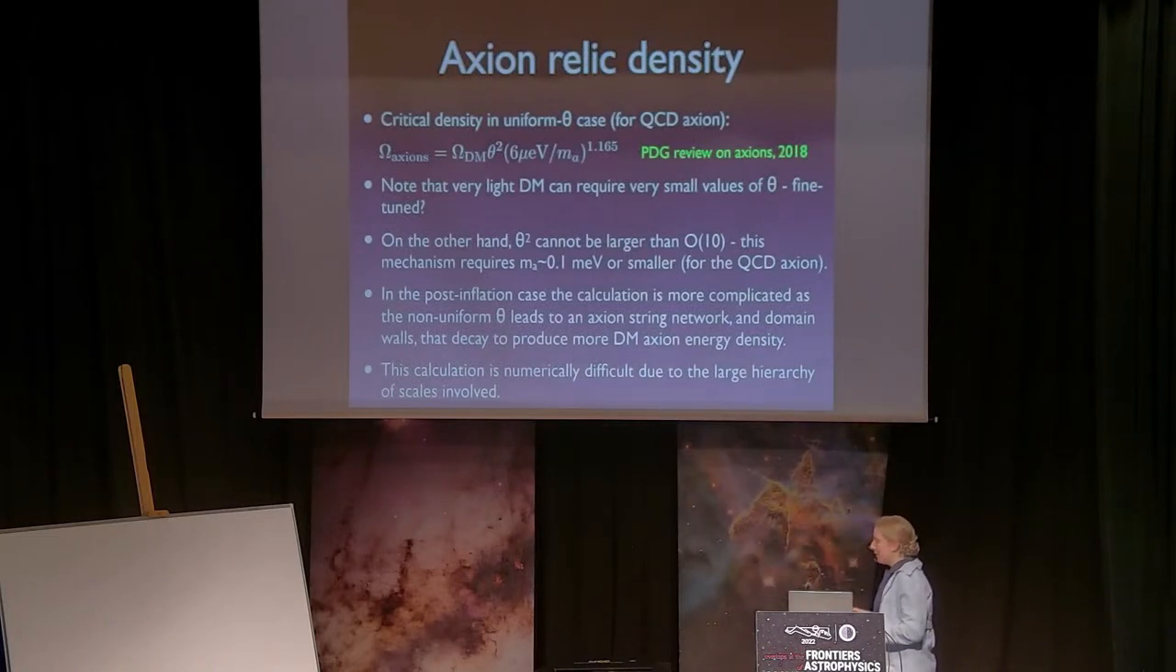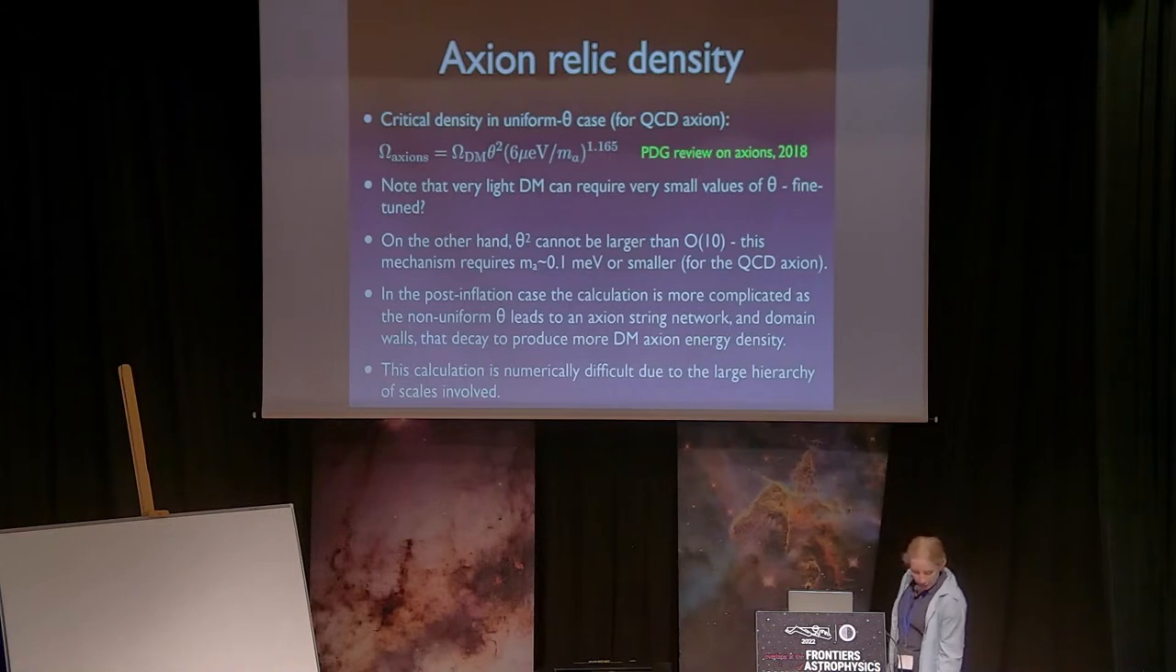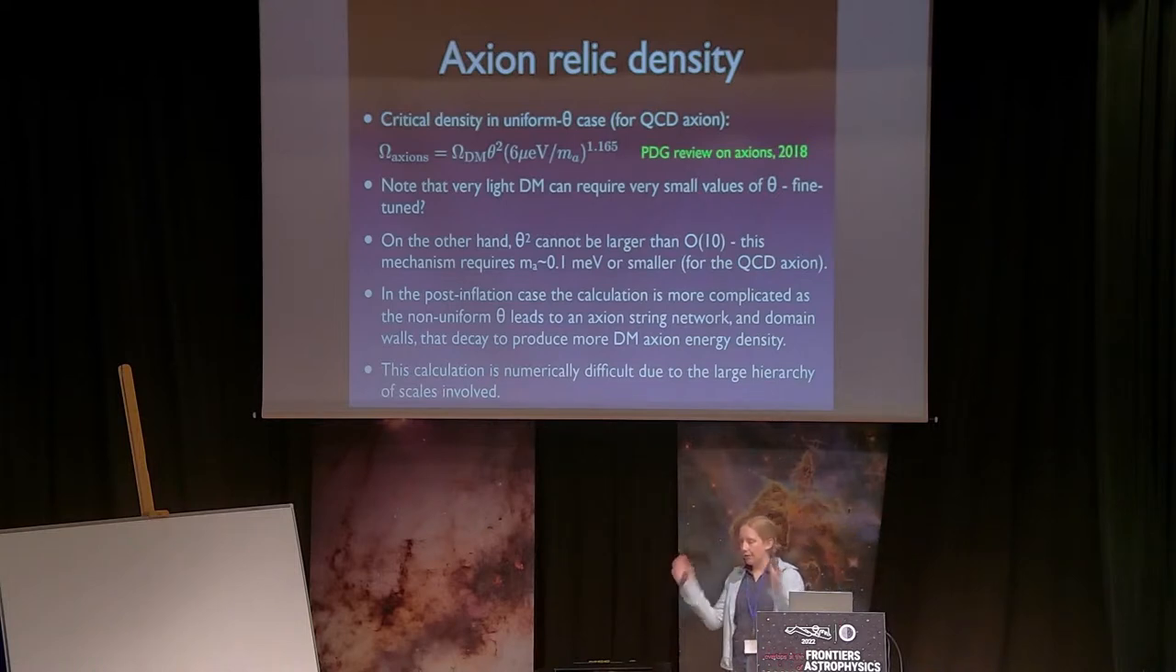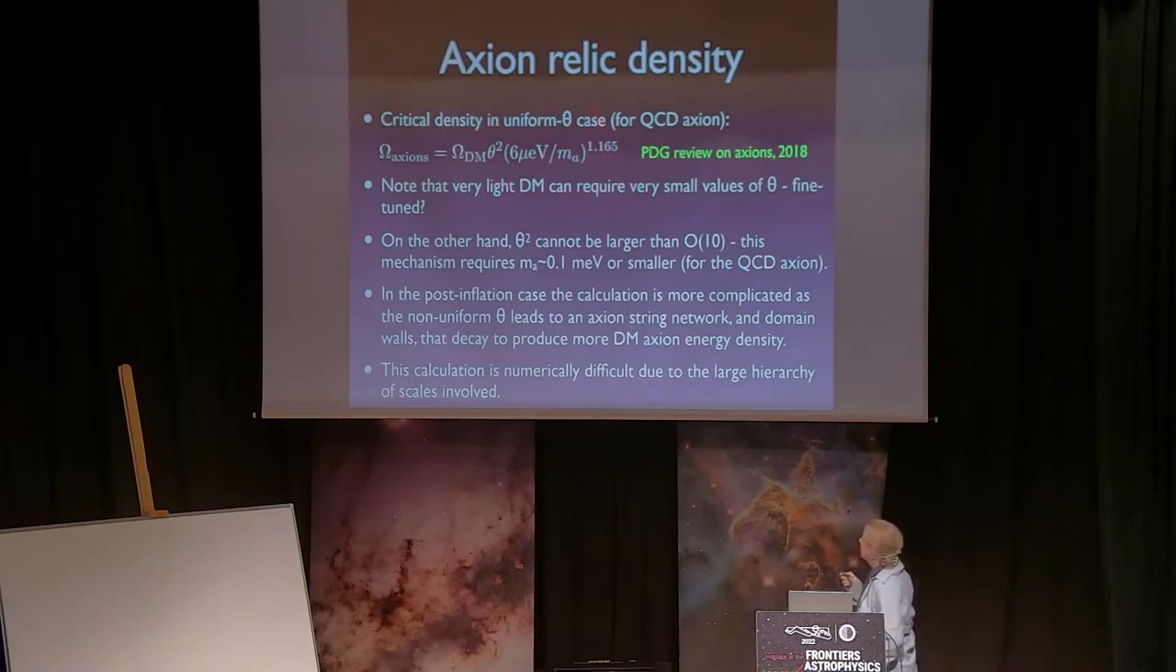Okay. So let's now get back to that calculation that I told you is doable, and you just have to be a bit careful in the QCD axion case to take into account the time-dependent QCD axion mass. So in the case with a uniform theta everywhere, so theta set before inflation, everywhere in our volume has the same value of theta, then we can evaluate the critical density in axions, and we get a result that looks like this. And again, getting this power right is a little non-trivial. So what you find is that the density of axions in the late universe scales like the misalignment angle squared, as we might have expected, and it has some dependence on the axion mass as well.